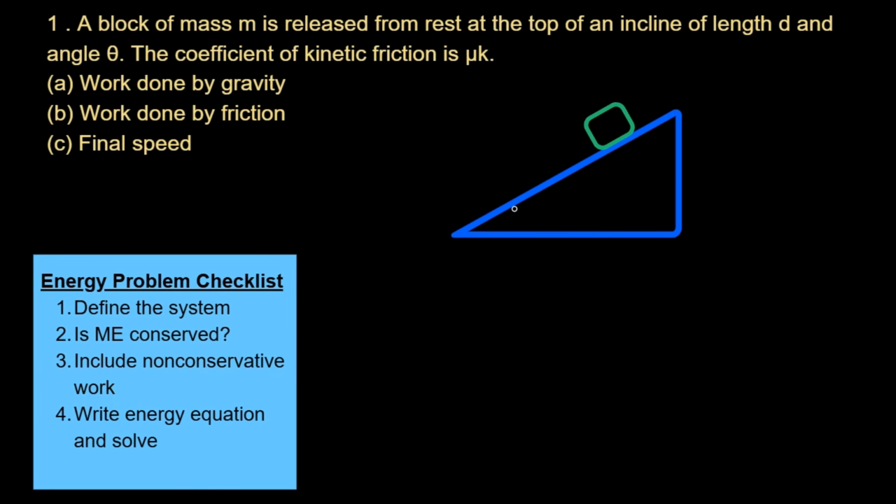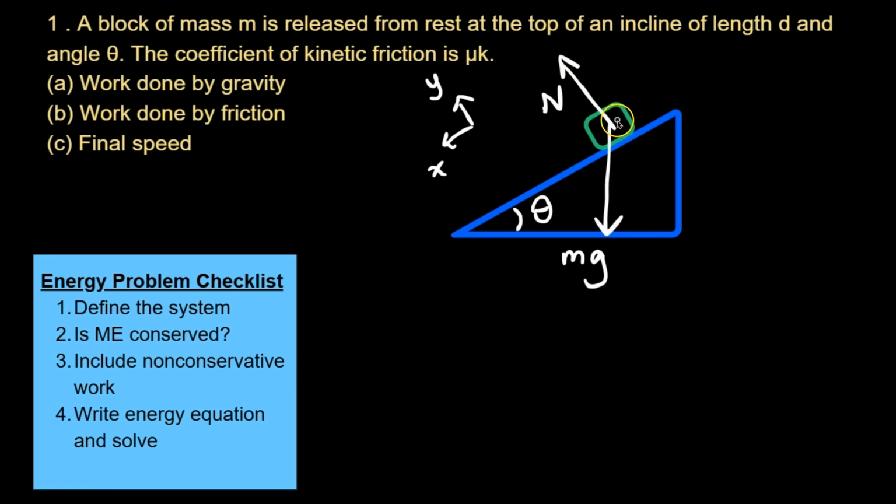In order to calculate work, we're going to need to draw a force diagram and analyze the forces. We're going to first indicate the positive x and y direction. The gravity force is pulling down on the block. The normal force is pushing perpendicular to the surface of the incline, and friction force is in the opposite direction that the block is sliding.